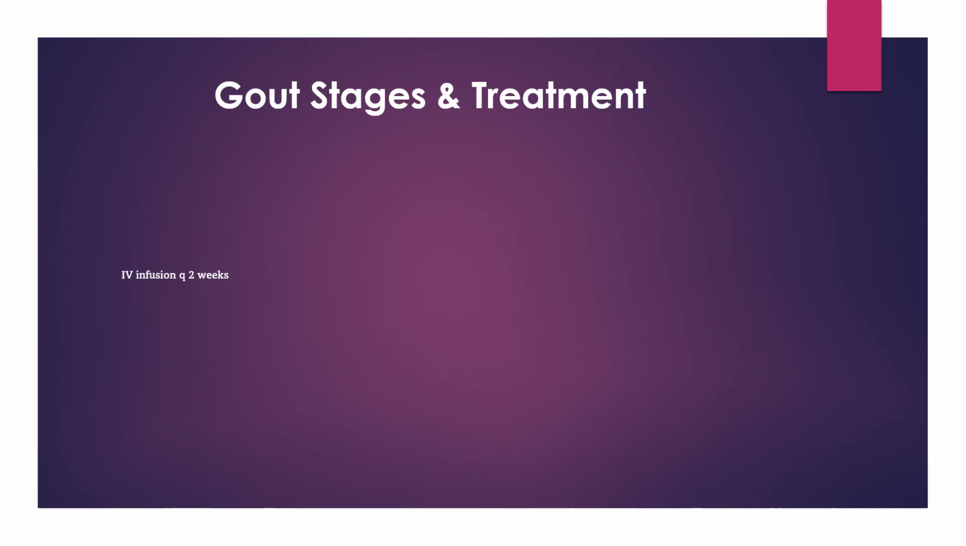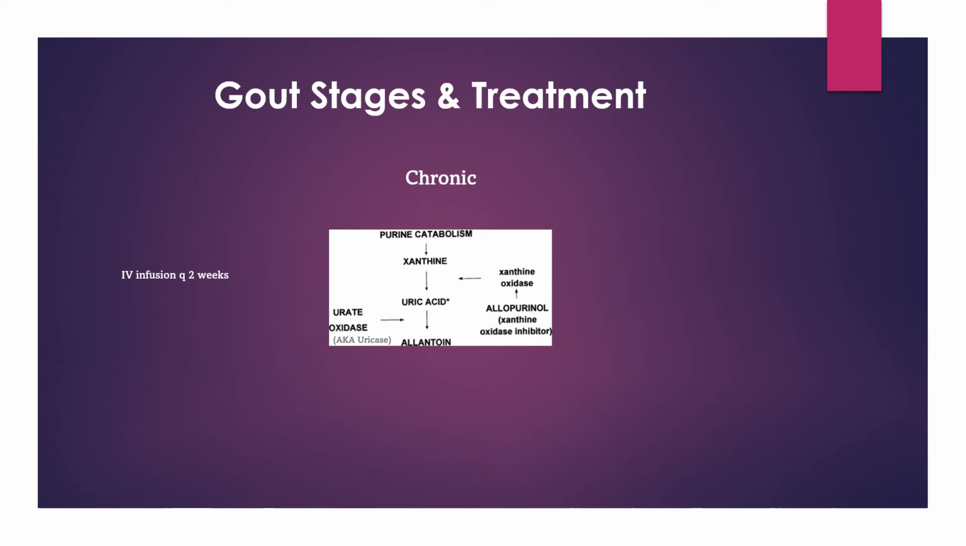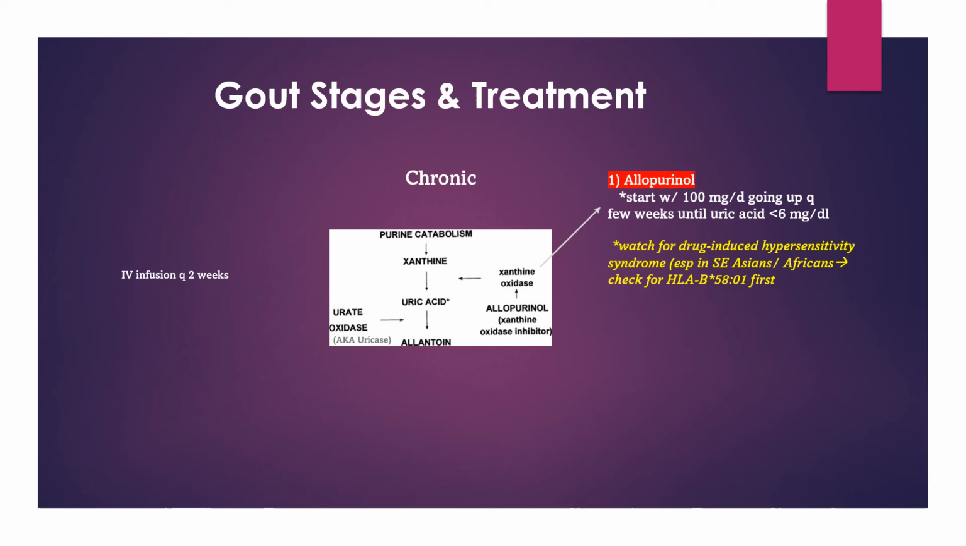Okay, so real quick here. So sorry for that. The chronic ways of managing it. So we have allopurinol, which works here on the xanthine oxidase, which, as you see, xanthine turns into uric acid. So you start with 100 milligrams a day, then you taper up until uric acid levels are under 6 milligrams per deciliter. One of the downsides of allopurinol is some people get this drug-induced hypersensitivity syndrome, especially in Southeast Asians like Han Chinese or Thai or Koreans or certain Africans. So you may want to check for HLA-B 5801 first.